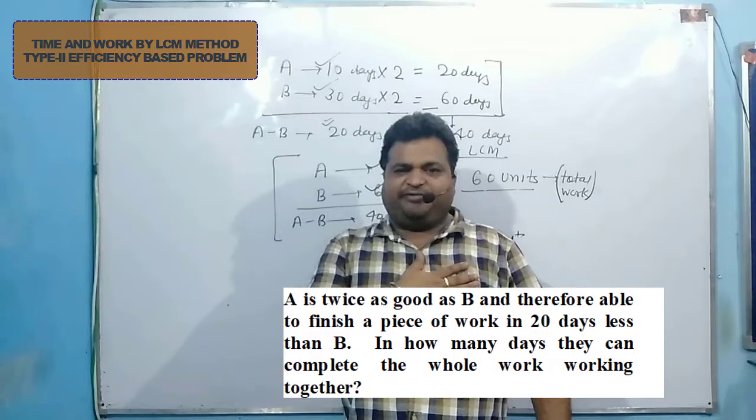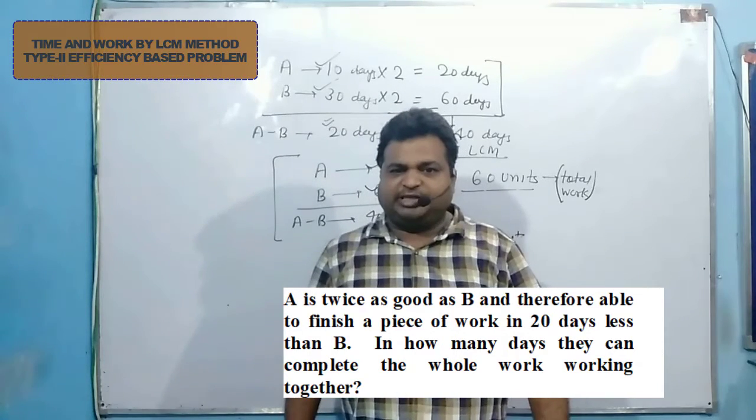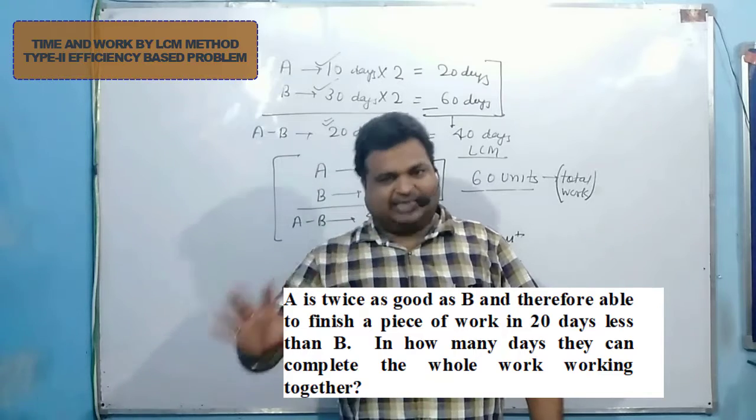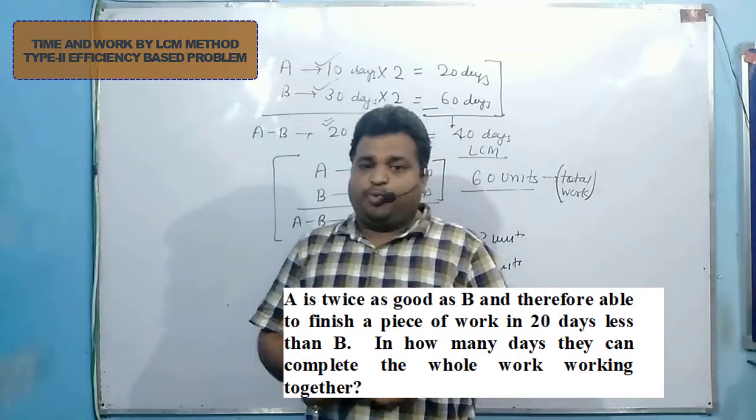A is twice as efficient as B, and therefore finishes a piece of work in 20 days less than B. In how many days can they complete the whole work working together?